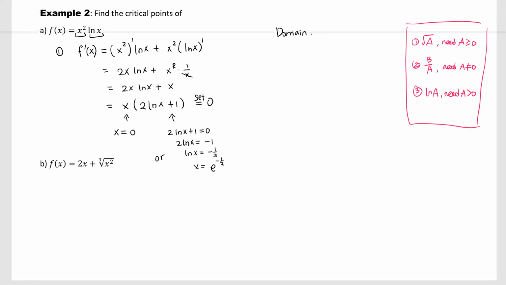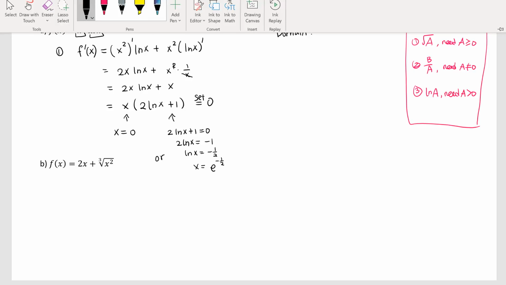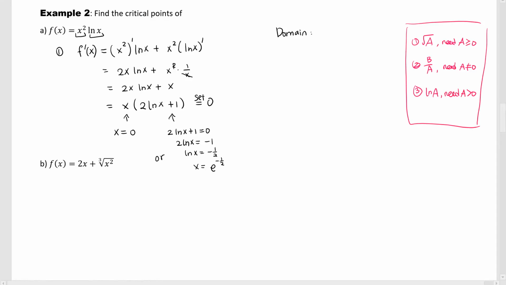Okay, so in this problem, we have ln of x, so we have x greater than 0. You can see now x, what happened? This guy is not in the domain. So it is not a critical point. To be a critical point, it has to be in the domain, and then either f prime is 0 or the f prime does not exist.